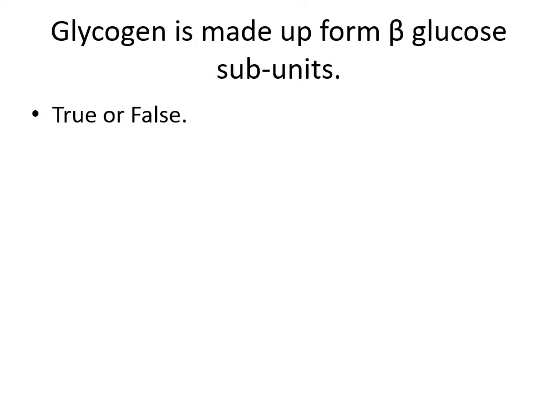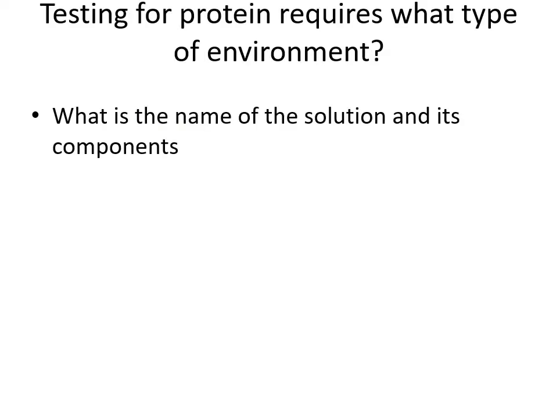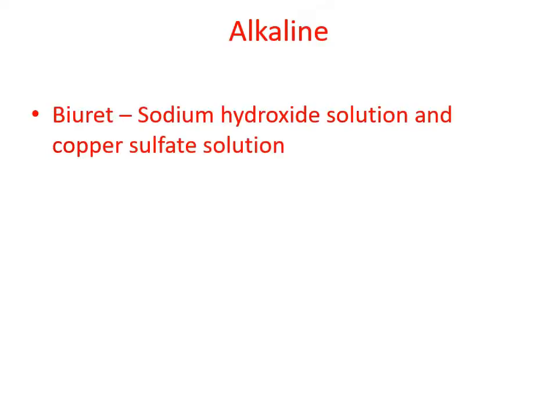Glycogen is made up of beta glucose subunits. Is that true or false? That's false. It's alpha subunits. And testing for protein, what environment do you need? And name the solution and the components of that solution. Okay, so you need an alkaline solution. It's the Biuret test, and we get the alkaline from the sodium hydroxide, and it's copper sulfate solution.